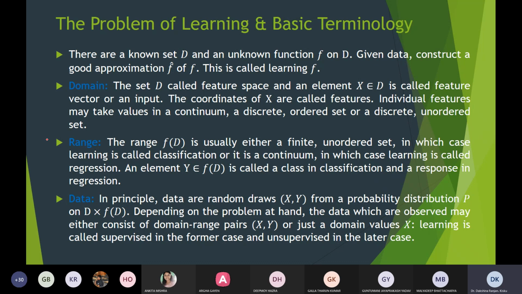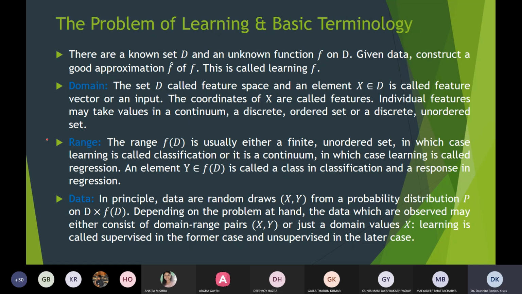Now consider there is an element y which belongs to this range f of d. This element will be called a class in classification and response in regression. So in the earlier example, when we saw the regression model applied to the global warming problem, if I use linear regression to solve that problem, then in the equation of the straight line, the y becomes the response. Here the response is referred to as the dependent variable. So y becomes the class in classification and the response in the regression model.